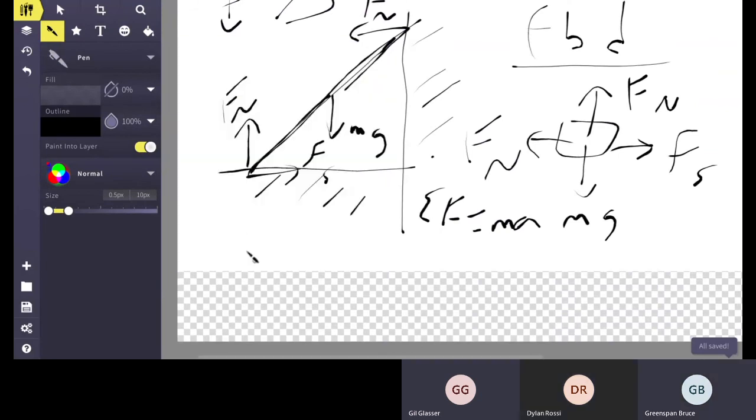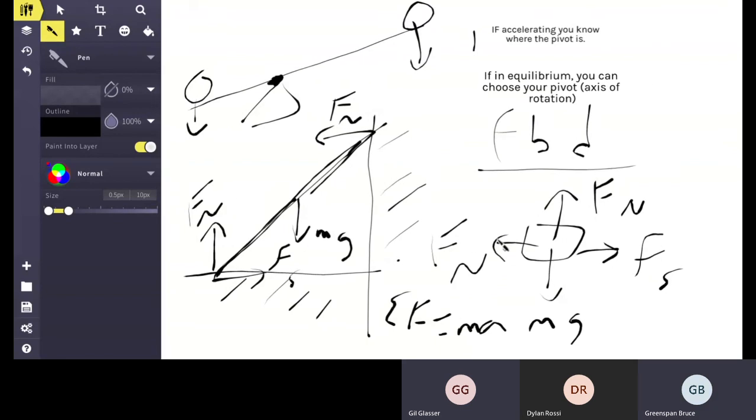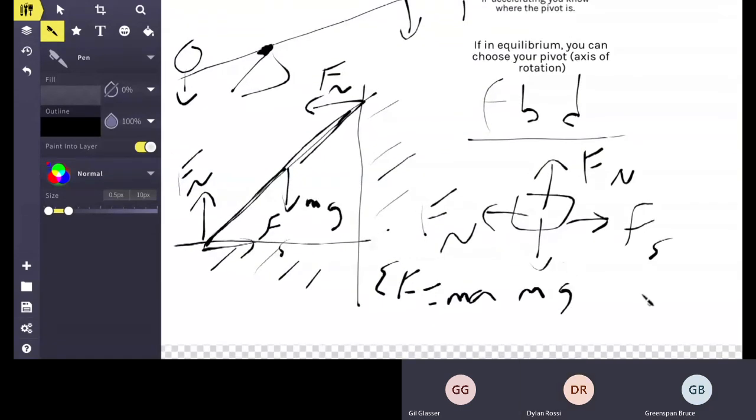All right. So your net, let's just do a new screen. Actually, can you take a screenshot of this so you have it? Let's just do the FBD stuff. Okay, this part too is important though. All right. This ladder thing.